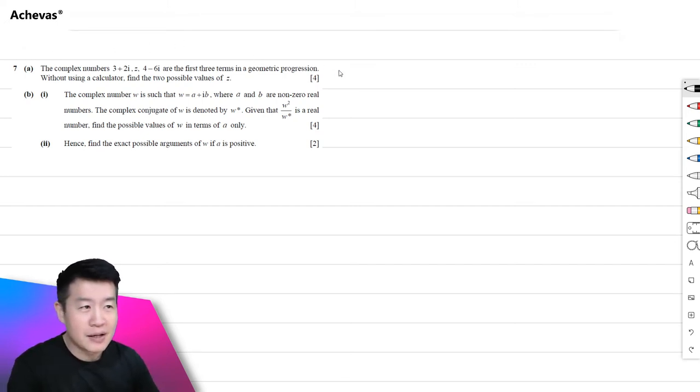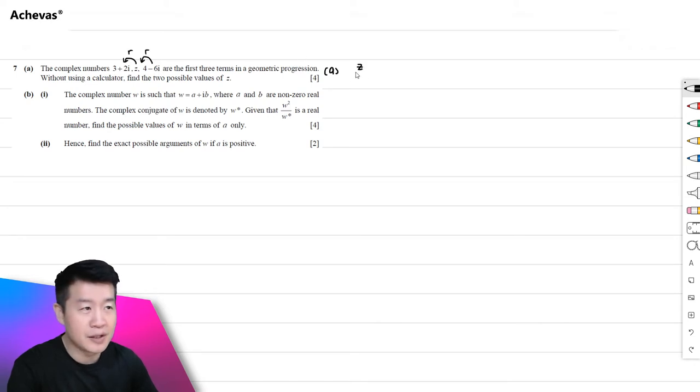Okay, let's take a look at 7A. In 7A, we are looking at complex numbers that follow a geometric progression. So the first term, second term, third term, this tells me that this divided by this will be the same as this divided by this, because they should share the same common ratio.